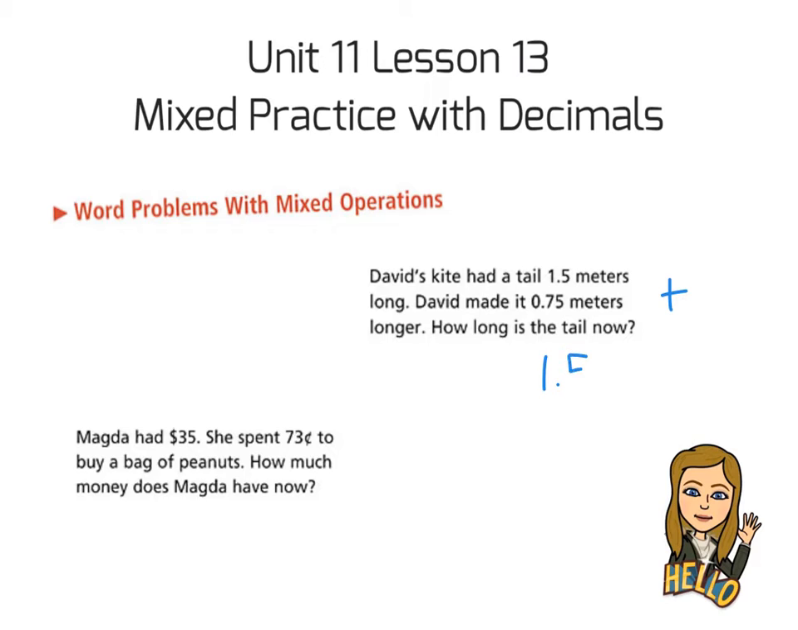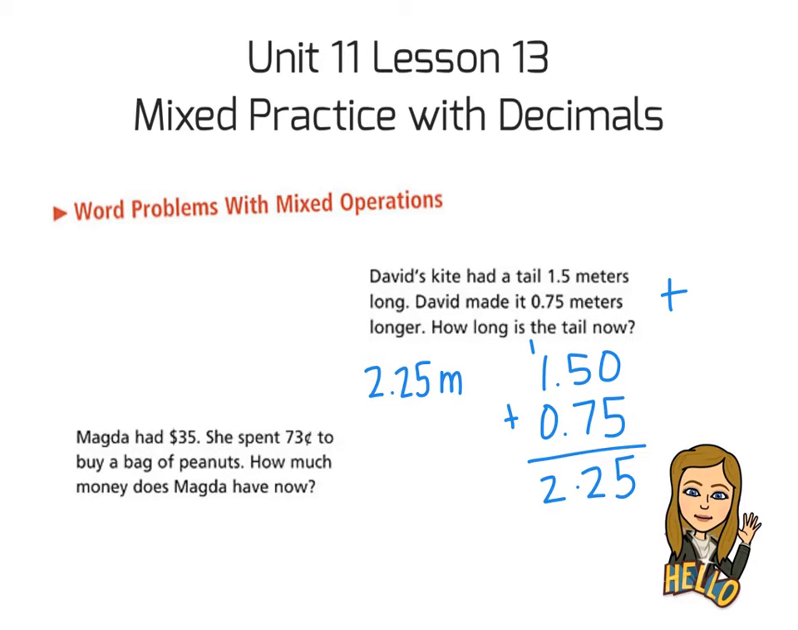So I'll put the larger number on top, 1 5/10, and line up the decimal, 75/100. Now that opens up a gap here where I'll place a 0. Now to add, I have 0 plus 5, which is 5. 5 plus 7 is 12, carry the 1, decimal comes down, and 1 plus 1 is 2. So the tail would be 2 25/100 meters long now.